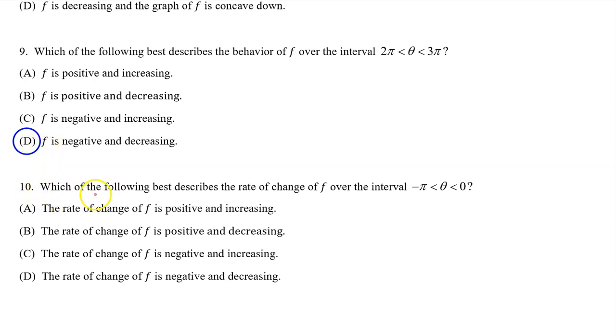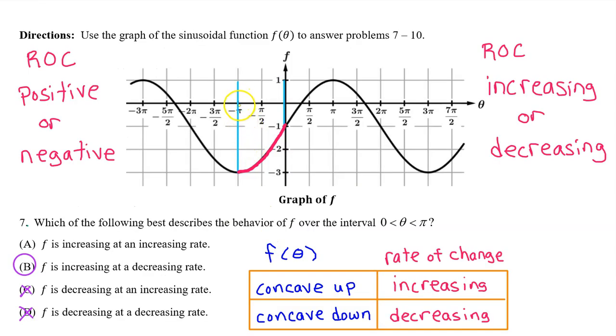Number 10. Which of the following best describes the rate of change of f over the interval from negative pi to 0? We are being asked if the rate of change is positive or negative, and we are being asked if the rate of change is increasing or decreasing. Here I have highlighted the interval from negative pi to 0. First, let's decide if the rate of change is positive or negative.